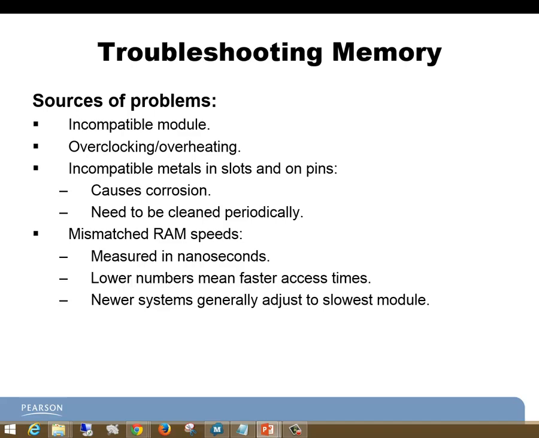And here, mismatched RAM speeds. They mention the newer systems generally adjust to the slowest module. Memory has to all match in a machine, so if you buy two newer chips and you have two older chips in your machine, the newer ones are faster, but even with a newer motherboard, chances are the newer memory is just going to run at the older speed until you take the old ones out and upgrade them as well.